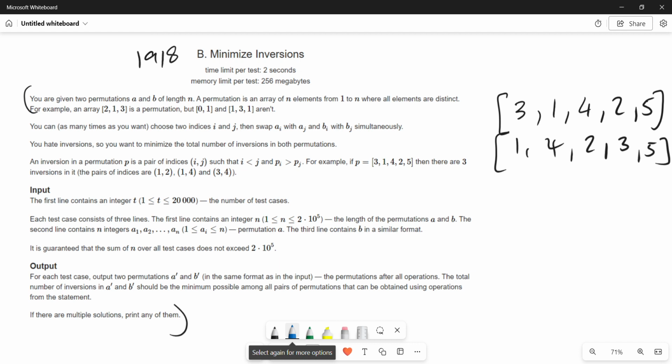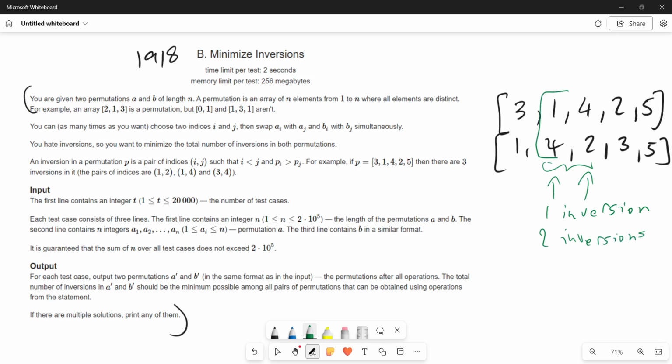Now that you're restricted to swapping adjacent elements only, just like the editorial, the two indices can have one inversion, two inversions, or zero inversions. Let's just see an example. These two indices are an example of one inversion, because 1 is before 4, that is not an inversion. 4 is before 2, so that's one inversion. Swapping these two will keep the total number of inversions unchanged, because this will become an inversion and this will fix itself.